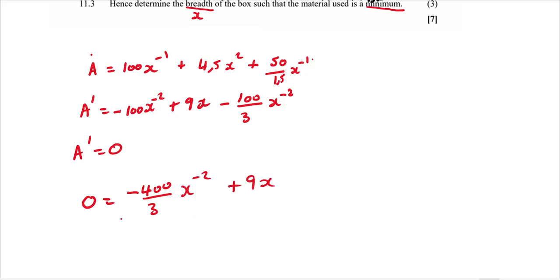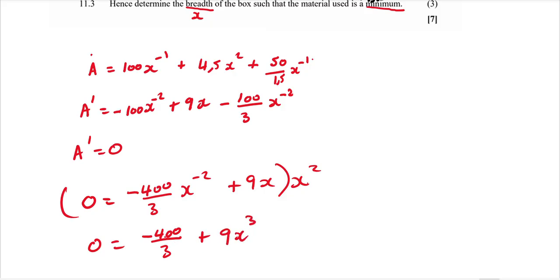Do you get me? So by doing this, we multiply by x squared to get rid of this negative. This multiplied by x squared, we have 0 equals to, then this thing multiplied by this will cancel this because the bases are the same. We add the exponents: minus 2 plus 2, we have x to the power 0, and x to the power 0 is the same as 1, so we have minus 400 all over 3. Then this multiplied by this will be 9x to the power 3.